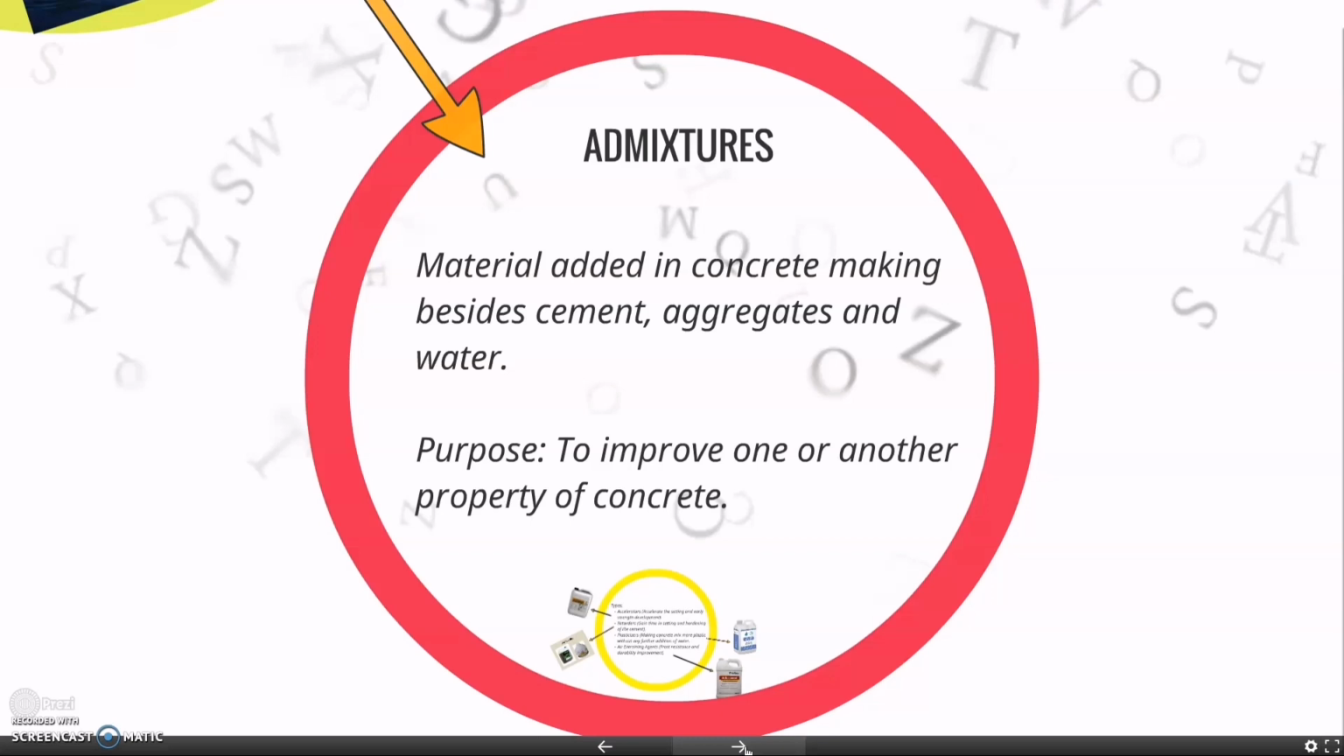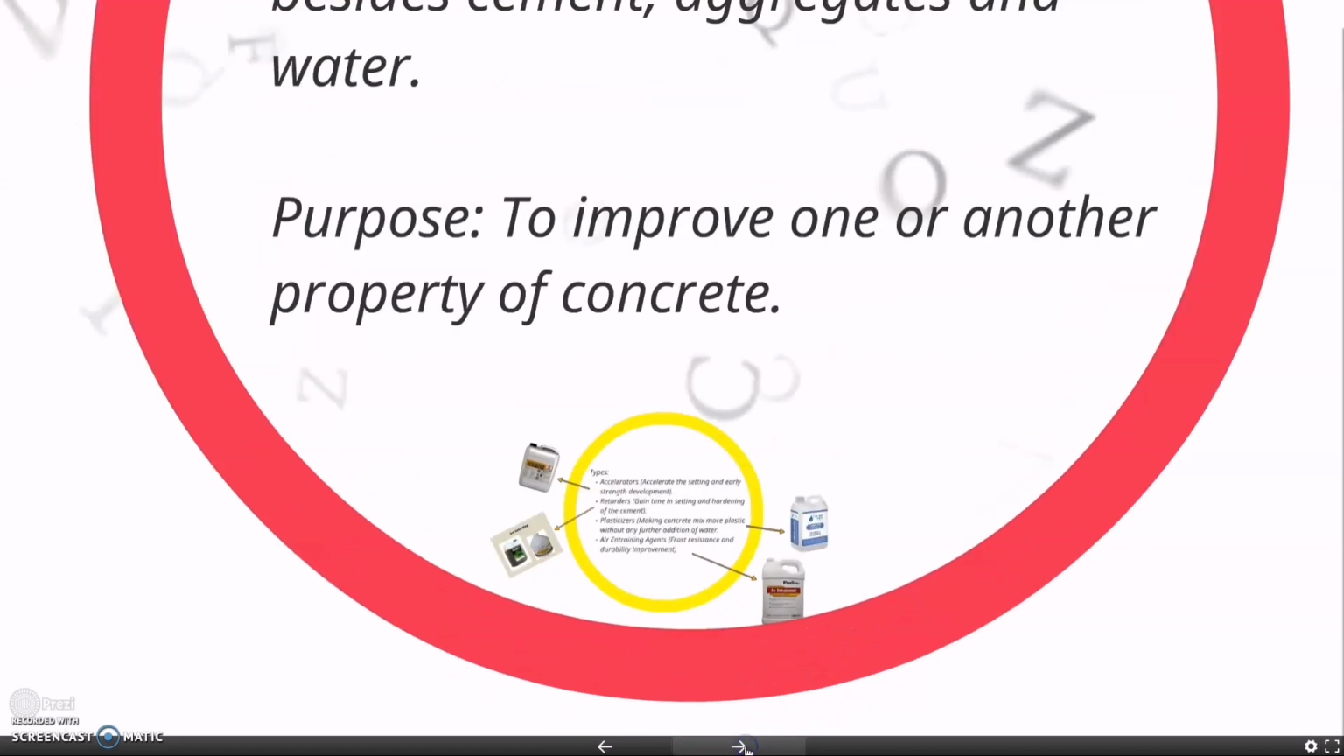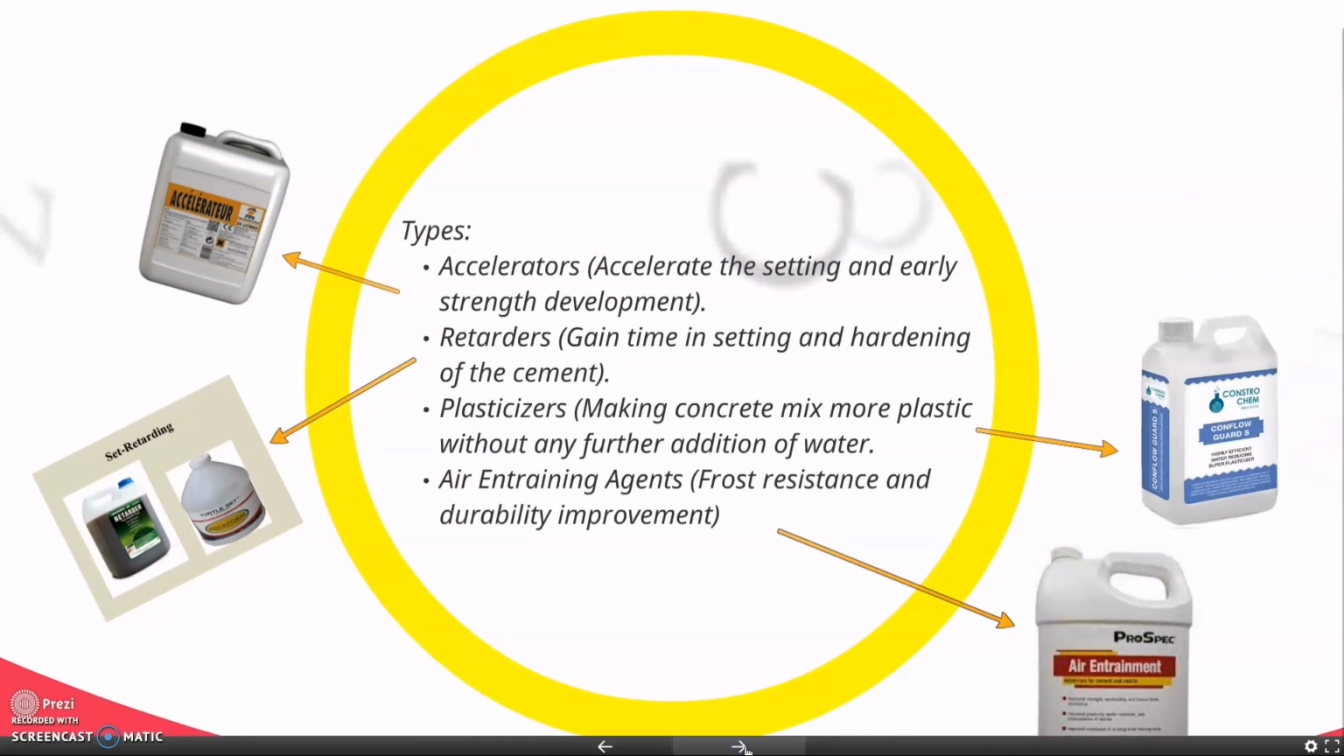The types of admixtures are accelerators, which accelerate the setting and early strength development; retarders, which gain time in setting and hardening the cement; plasticizers, which make concrete mix more plastic without any further addition of water; and air entraining agents, which improve frost resistance and durability.